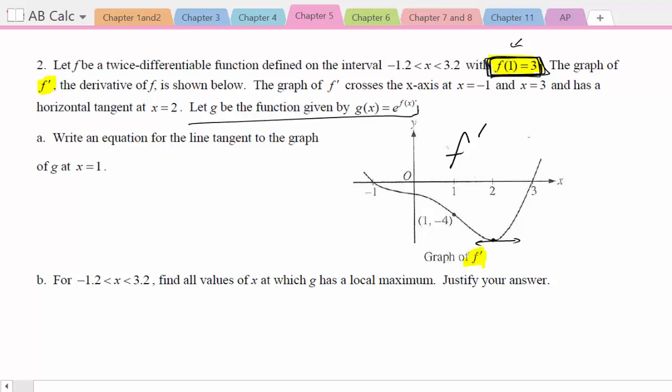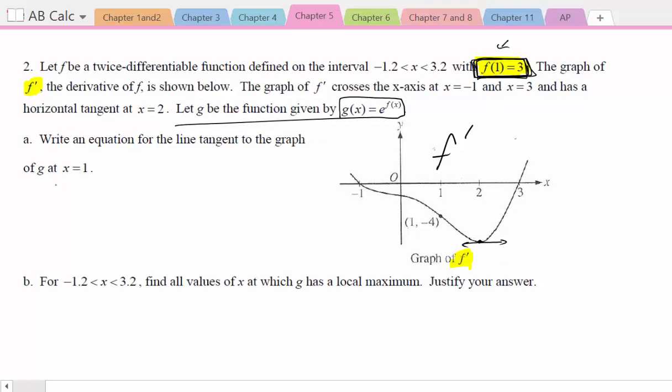Let g be the function defined by g of x equals e to the power of f of x. Part A, write an equation for a line tangent to the graph of g at x equals 1. What are the two things we need for the equation of a line? A point and a slope. So I need g of 1 and I need g prime of 1. I need to be able to show I'm going to get these somehow.